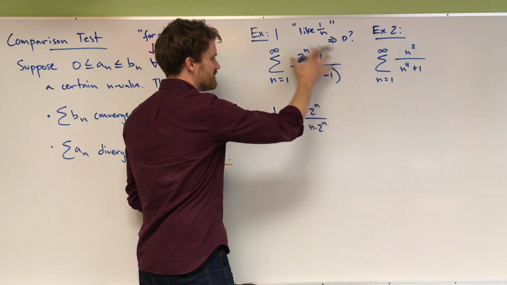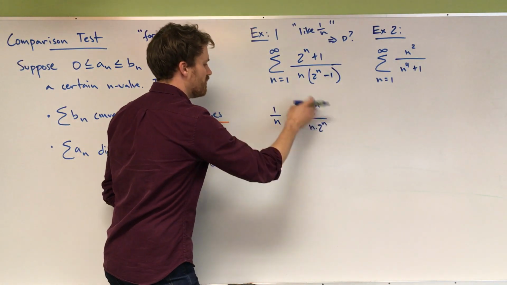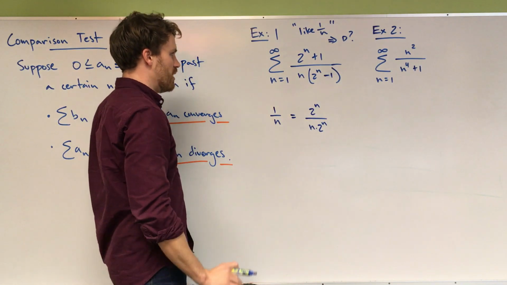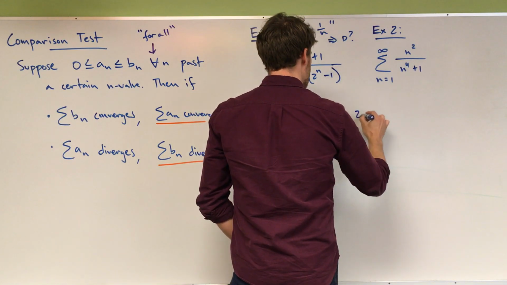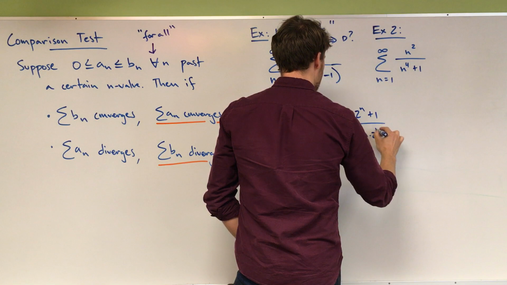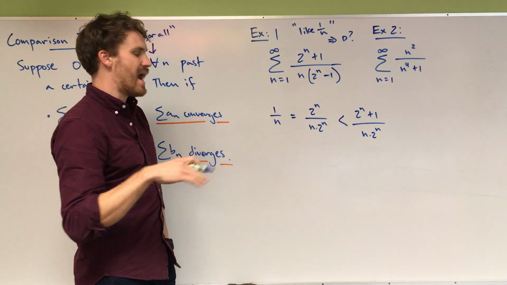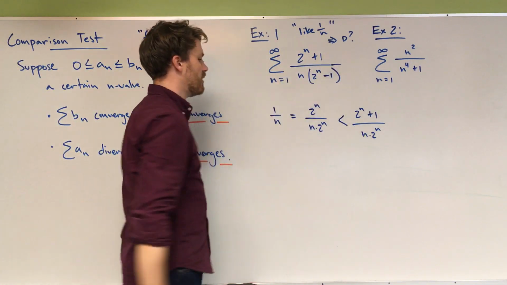Because if I can show that this thing is bigger than this, that will be good. So I'm sort of building it up piece by piece. Now these are equal, right? Because 2 to the n over 2 to the n is equal to 1. Now this is less than 2 to the n plus 1 over n times 2 to the n, right? That's very obviously true because I just added 1 to the numerator. So this is now bigger, and I'm getting closer to what I want here.